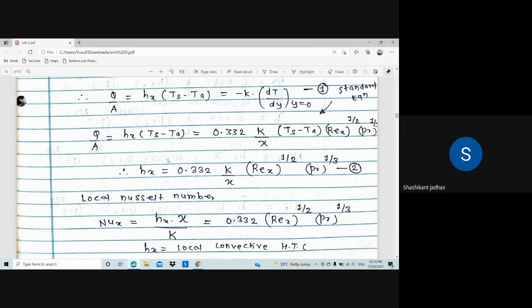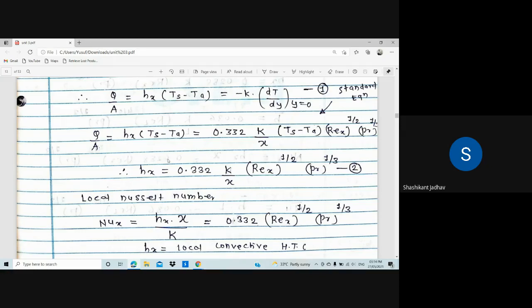Okay, then again we have to write down the equation. Q by A is equal to Hx into bracket Ts minus Ta is equal to 0.332 k by x Ts minus Ta into bracket Reynolds number raised to 1 by 2, Prandtl number raised to 1 by 3. So this is the standard equation for the rate of heat transfer, that is Q by A.